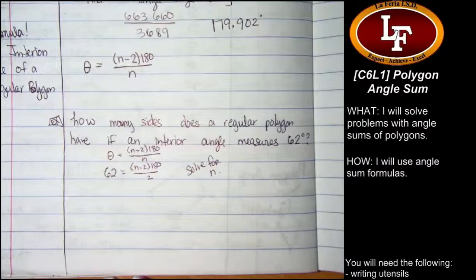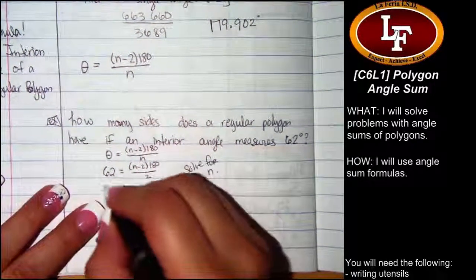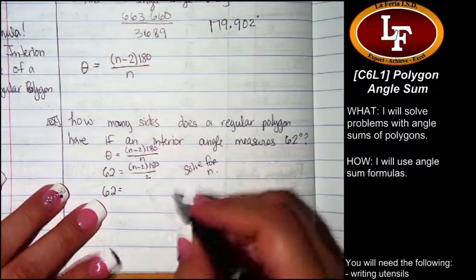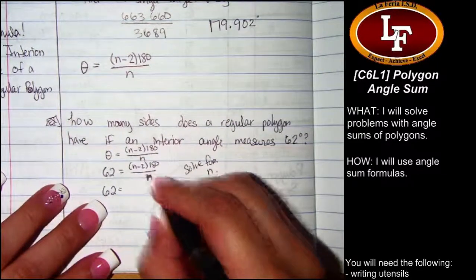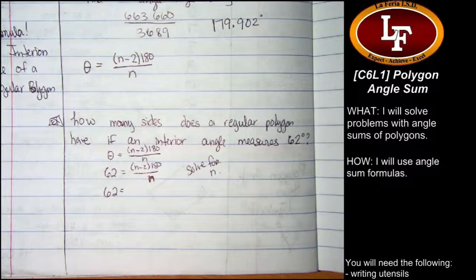We can distribute the 180. That's a valid thing to do. Wait, wouldn't it be easier to get rid of the fraction? Yeah, it could be easier to get rid of the fraction. Do you want to do that before we do the distribution? Yes. How do I get rid of the fraction? Multiply the whole thing by n in order to cancel the division by n.